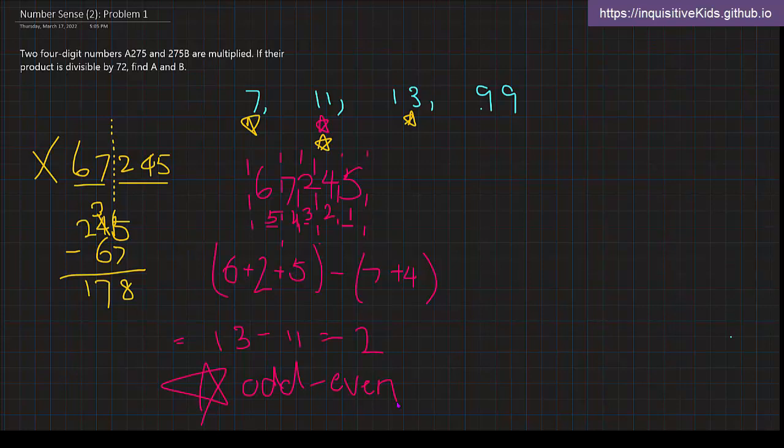We know that for 2, 4, 25, 8, 125, 50, all of those numbers, you only have to look at the last two. You only have to look at the last 2 digits or the last 3 digits. So I'm not going to go over that.